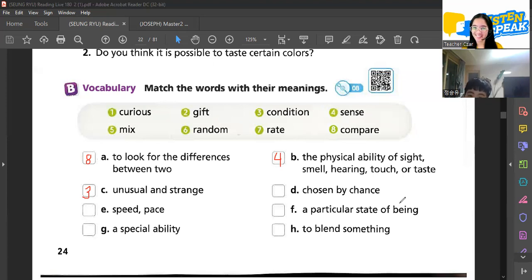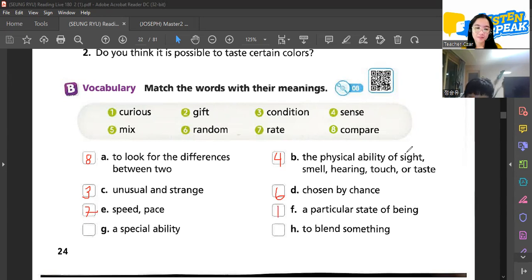Chosen by any chance. Random. Okay, very good. It's random. Letter E. Okay, it's right. Good. Okay, next one, letter F. Okay, one more time. A particular state of being, what is your answer? A particular state of being. Curious. Okay, curious.